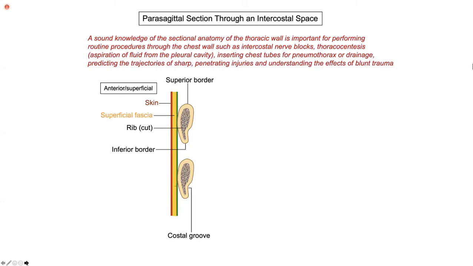This green thing is deep fascia. We were learning from MSK so far. Now, what is this under my deep fascia? We always have a muscle. What do you think? This is my external intercostal muscle.